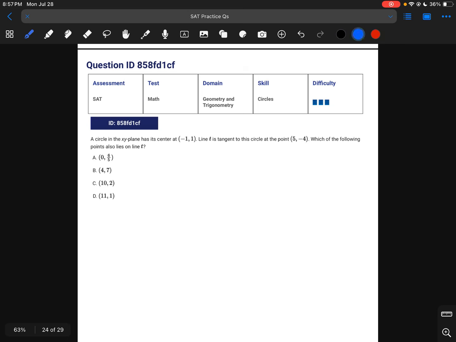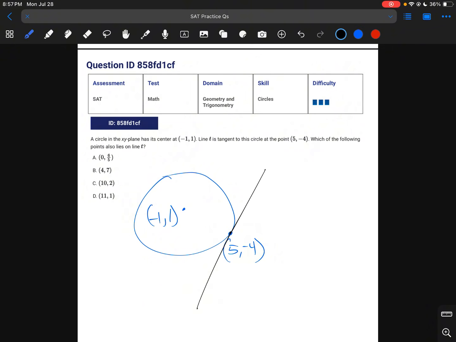So for this problem, we are told that there is some circle with a center at -1, 1, and there is a line tangent to it at 5, -4. And so tangent means that a line will touch this circle at one point and only one point.